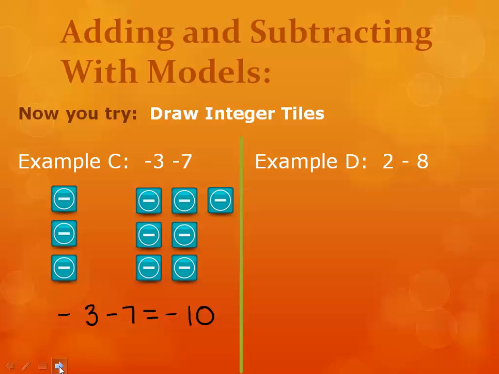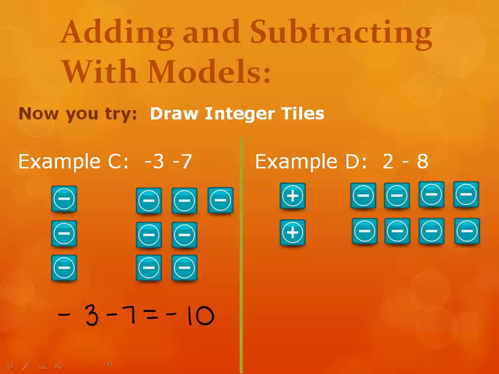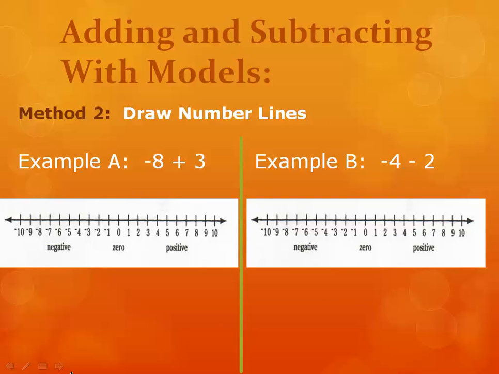In example D, we started with 2 positive tiles and 8 negative tiles. We cancel the 2 positives with the 2 negatives, and there are 6 negative tiles left. So 2 minus 8 is negative 6. That was just one method that we can use.